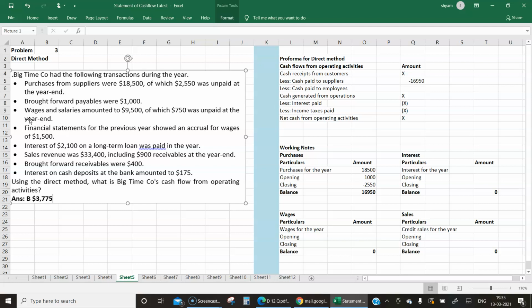So the next one is wages. Wages for the current year is 9,500. Still unpaid at the year end was 750. The opening unpaid is 1,500.